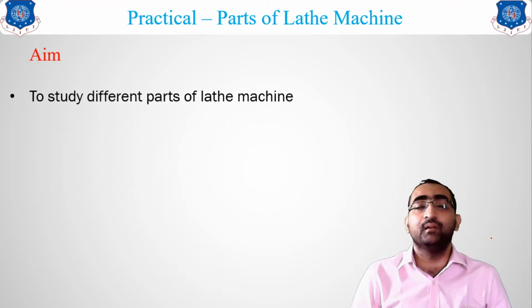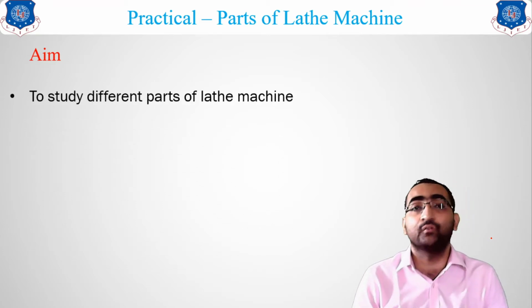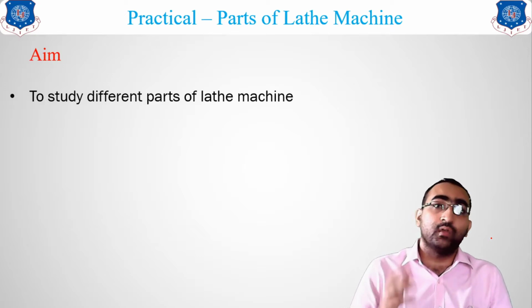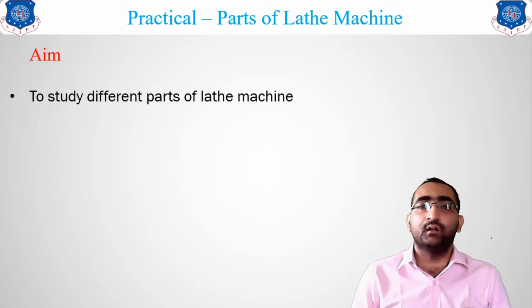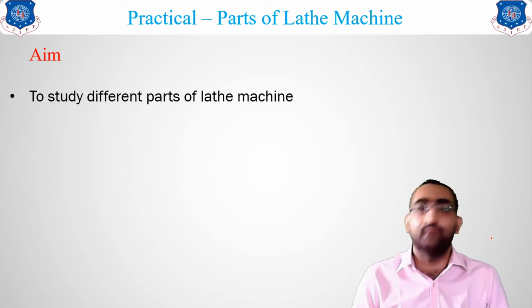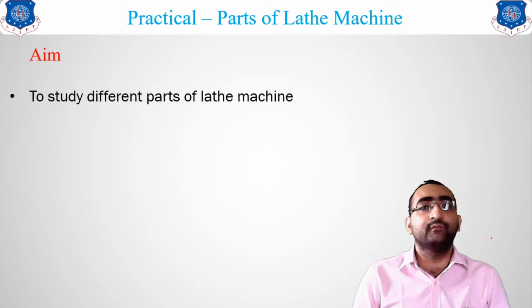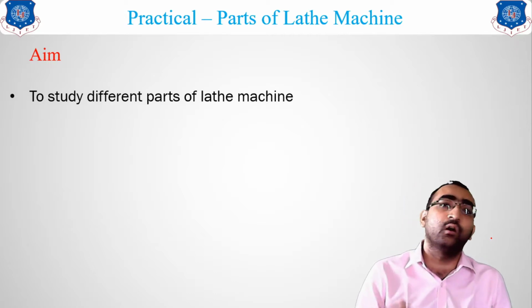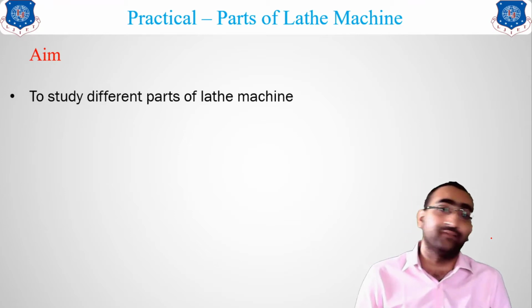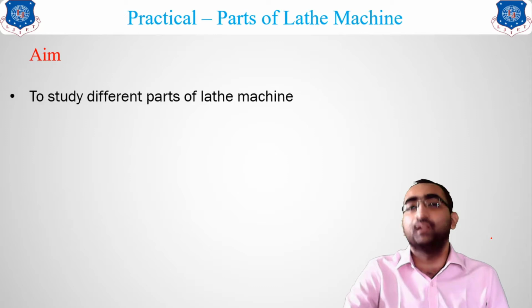So what will be our aim? To study the different parts of the lathe machine. Because in manufacturing processes, if you want to give any workpiece a shape, then with the help of the lathe machine we can give it that shape. So the lathe machine is one of the most important machines for manufacturing processes, and for that we will be studying the different parts of the lathe machine.